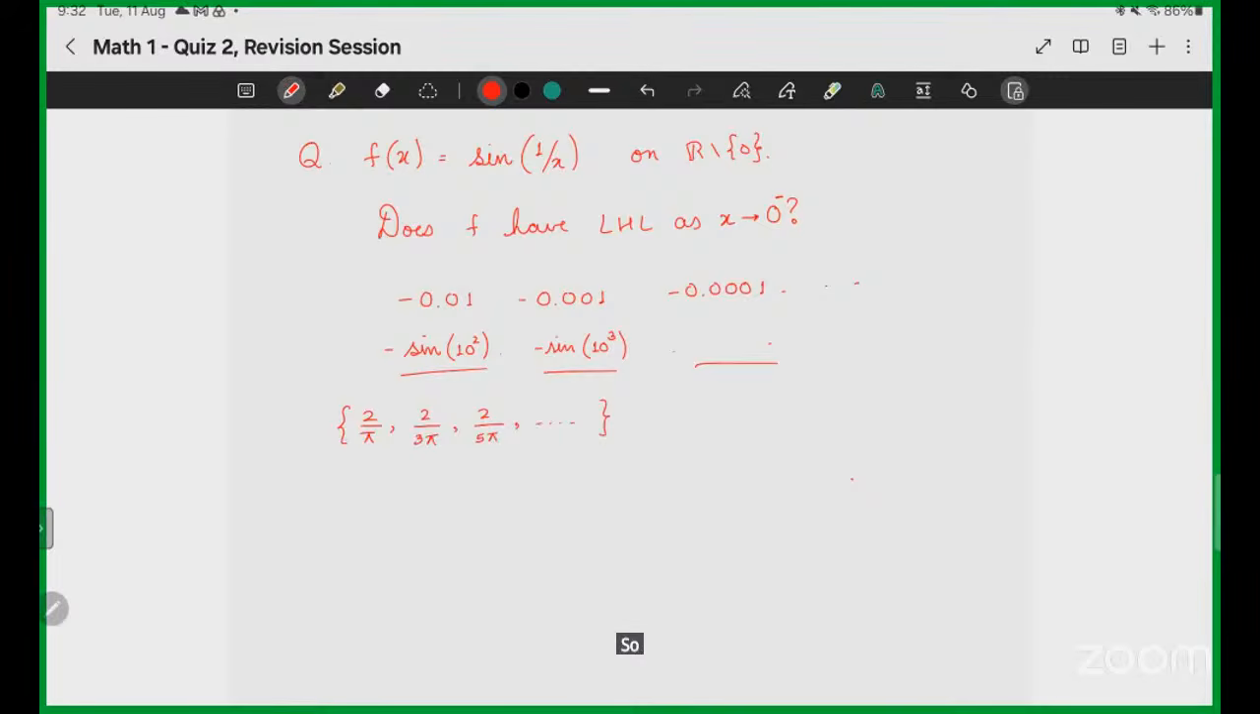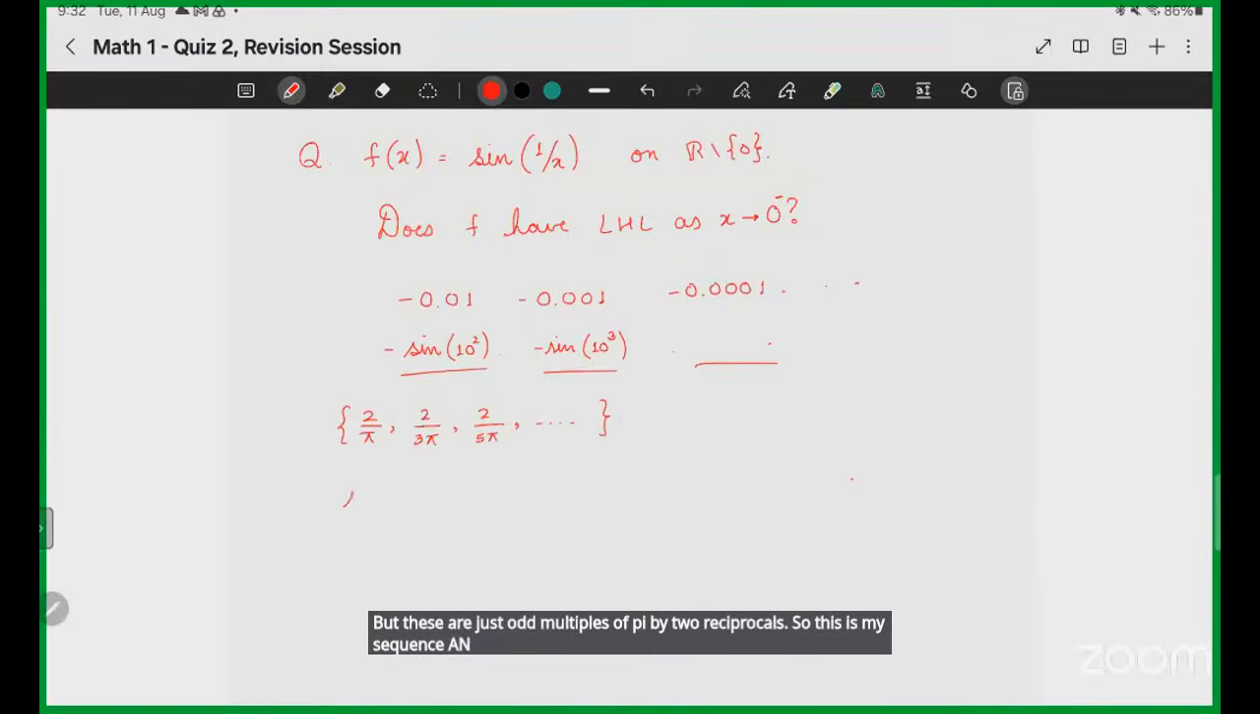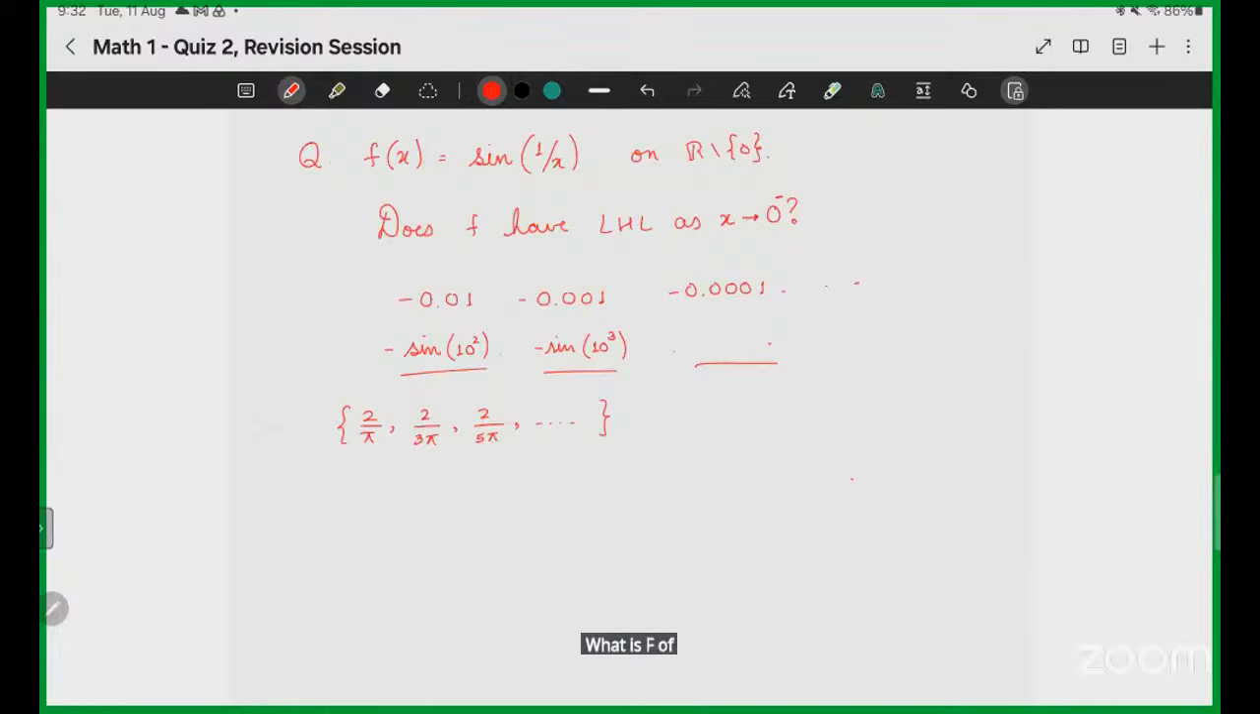So you can write down the general formula for an if you want. But these are just reciprocals of odd multiples of pi by 2. So this is my sequence an. What is f of an? an is 2 by (2n plus 1) pi, so f of an is sine of (2n plus 1) pi by 2.